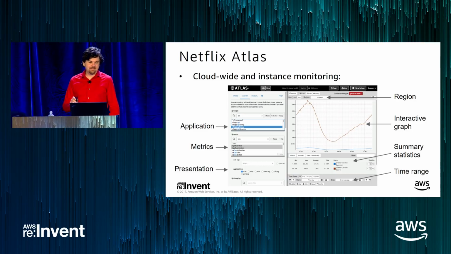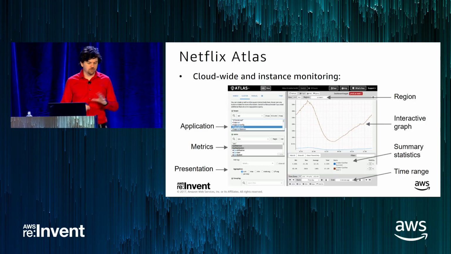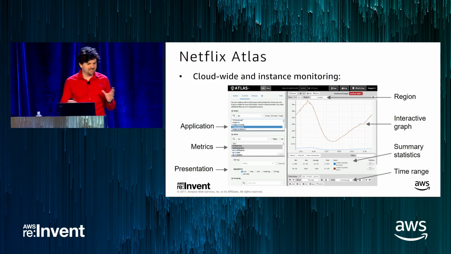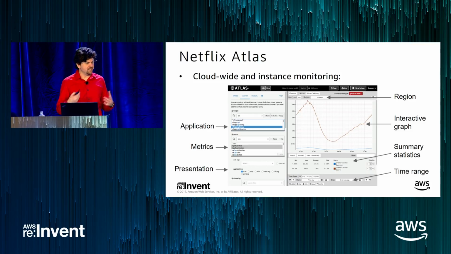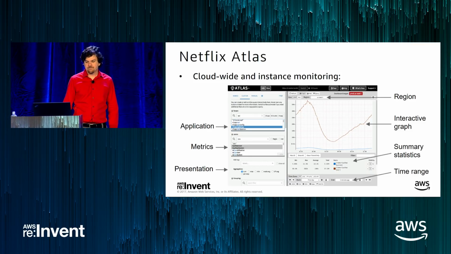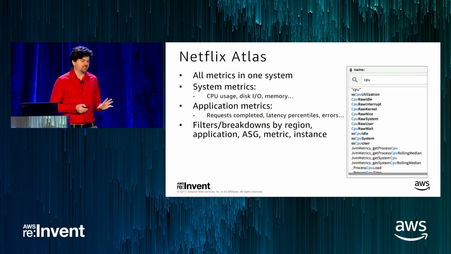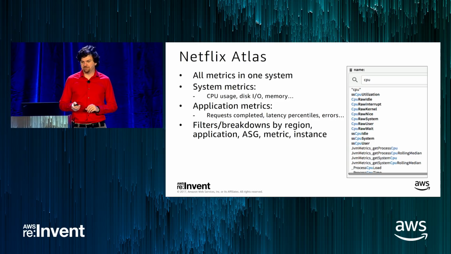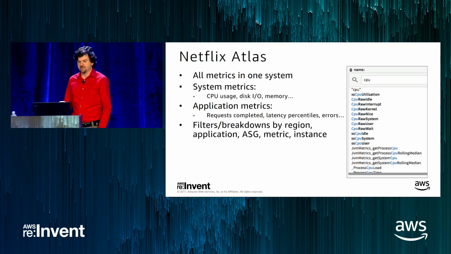Netflix Atlas, I did mention, that's our cloud-wide monitoring tool that we use to look at our over 100,000 instances. And that's pretty great. It's very important that it works. We use it for incident response. And it has a lot of the OS metrics in there for analysis. And we quickly can do filters and breakdowns by region, application, ASG, or metric, or instance.